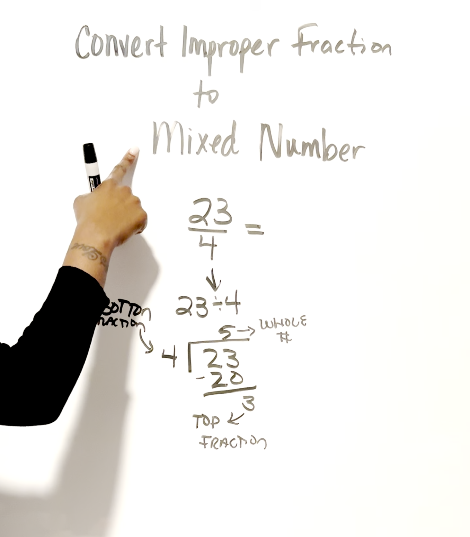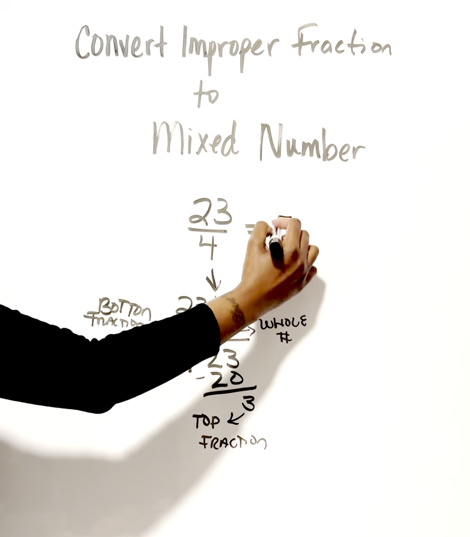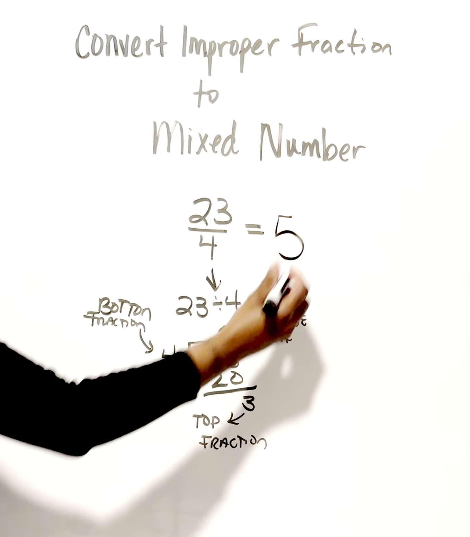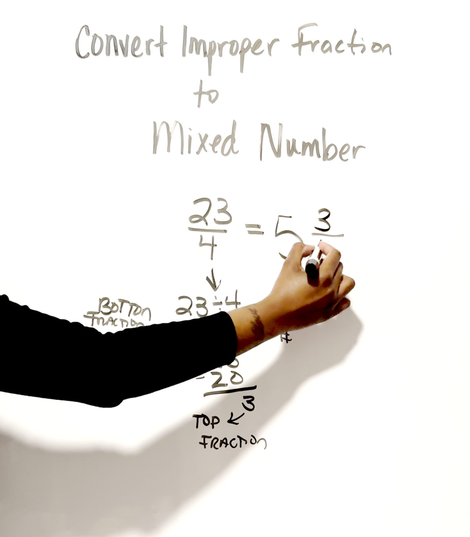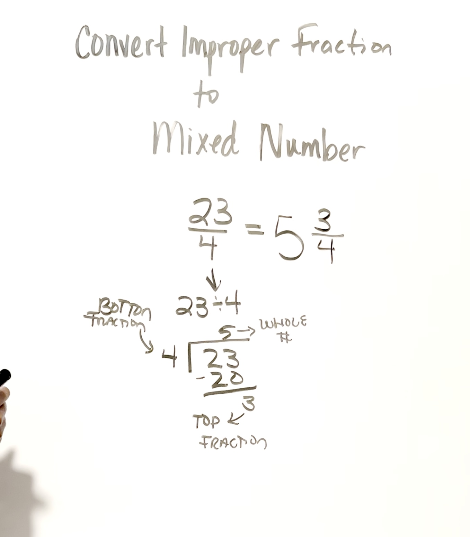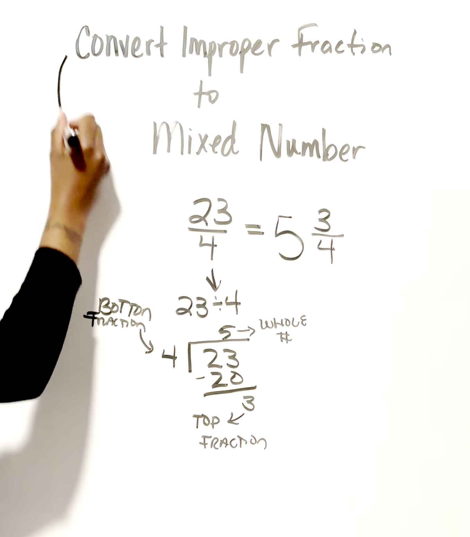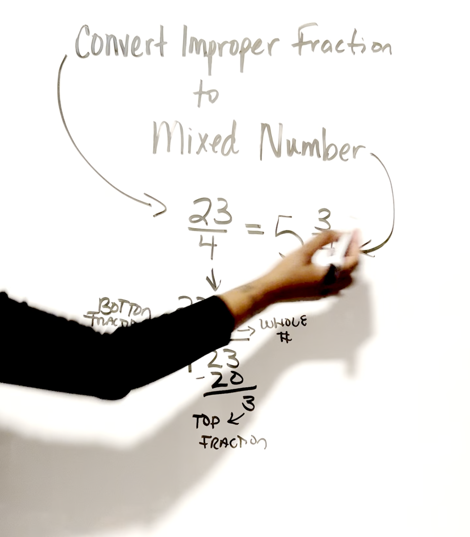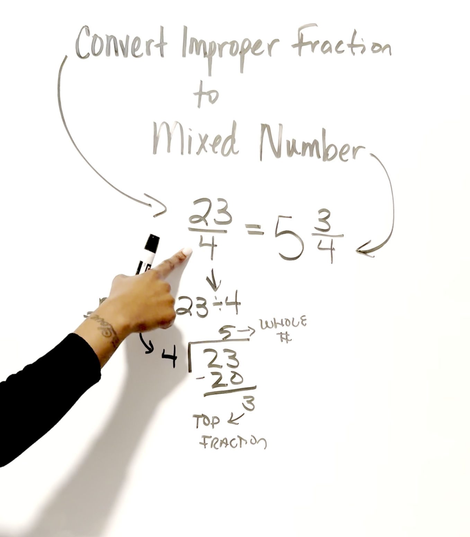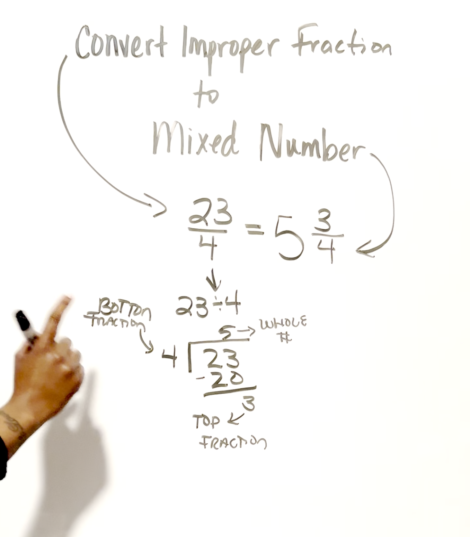Remember, a mixed number is a whole number and a fraction. So we know our whole number is 5, and our fraction at the top is 3, and at the bottom is 4. Okay? So when you convert from improper, which is here, this is improper. This is a mixed number. So improper means the top of my fraction is bigger than the bottom, and the mixed number means I have a whole number and a fraction. And you can do that through long division.